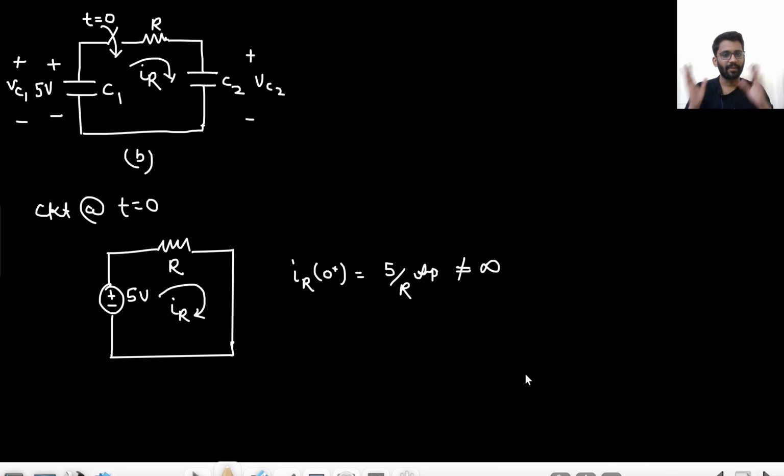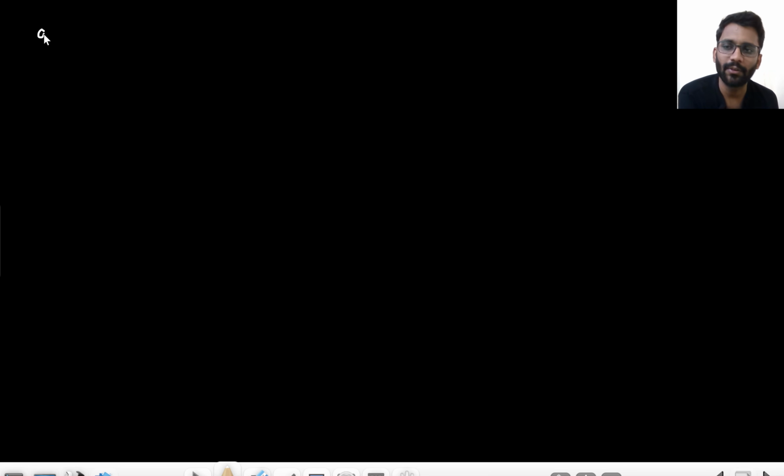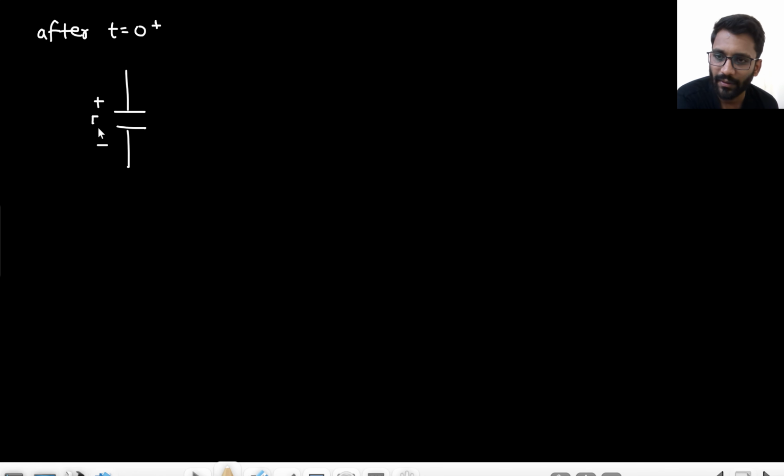So the capacitor will hold its voltage. That means VC1 at 0 plus would be 5 volt and VC2 at 0 plus would be 0 volt, right? Now what happens to this 5 by R current after t equals 0 plus? This is capacitor C1, which is having 5 volt. This is resistance R and this is capacitor C2.